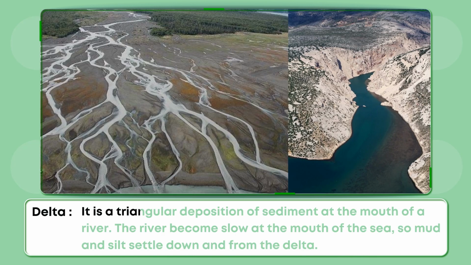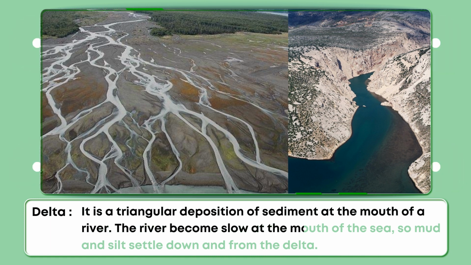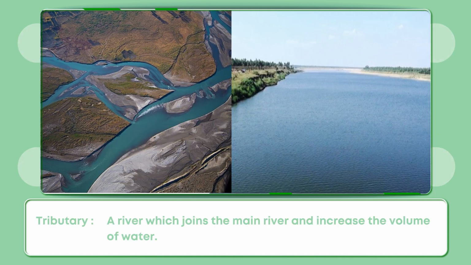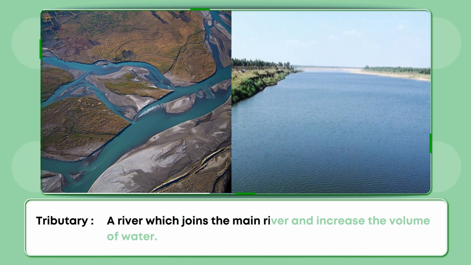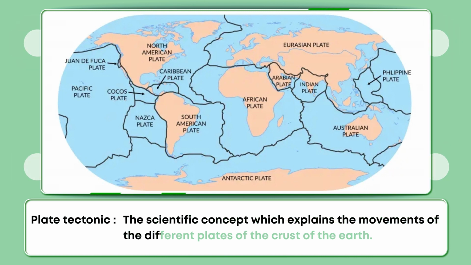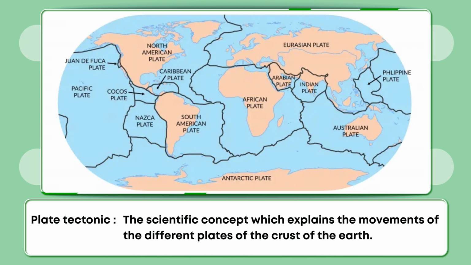Delta. It is a triangular deposition of sediment at the mouth of a river. The river becomes slow at the mouth of the sea, so mud and silt settle down and form the delta. Tributary. A river which joins the main river and increases the volume of water. Plate tectonics. The scientific concept which explains the movements of the different plates of the crust of the earth.